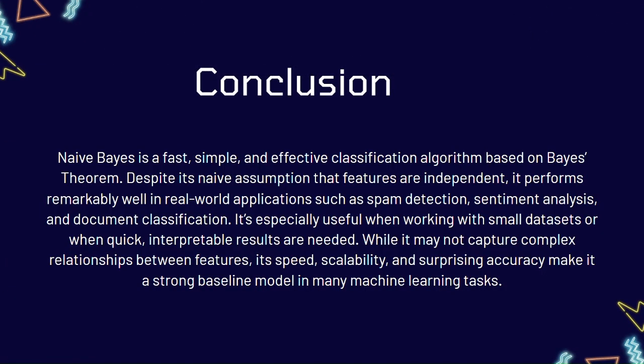Coming to the conclusion. So what we have learned, Naive Bayes is a fast, simple, and surprisingly effective algorithm. Even though it assumes features are independent, it still works well in many real life tasks. Whether it's spam detection, sentiment analysis, or language detection, Naive Bayes helps machines make smart guesses based on past data. It is especially used when you have a small dataset, you want quick results, or you need easy to understand predictions.